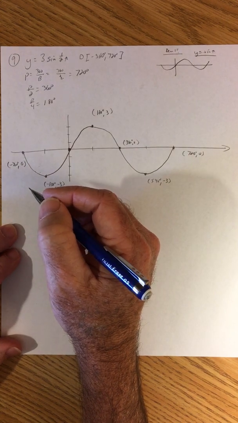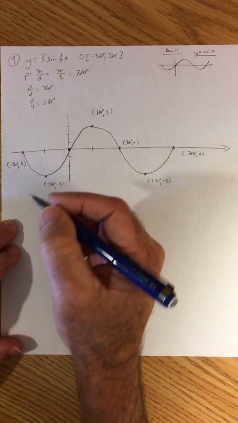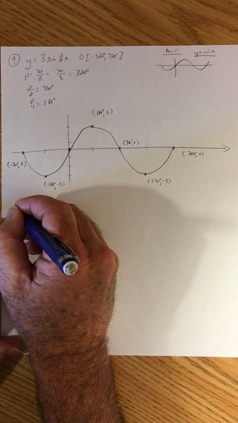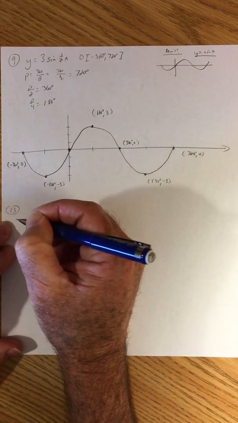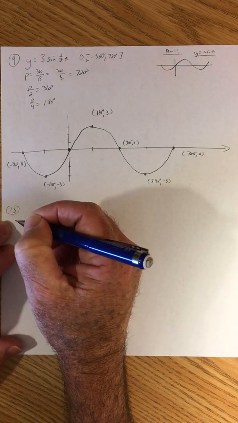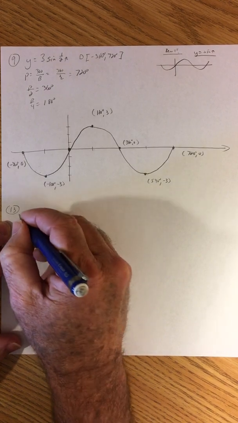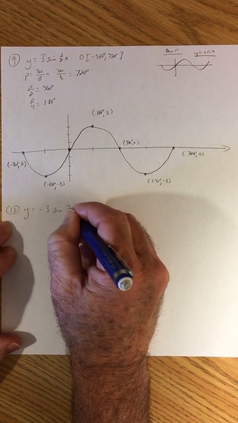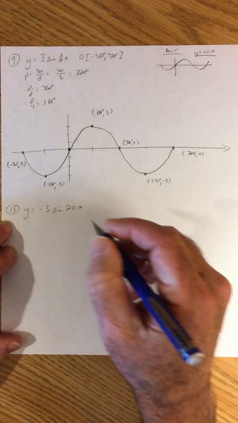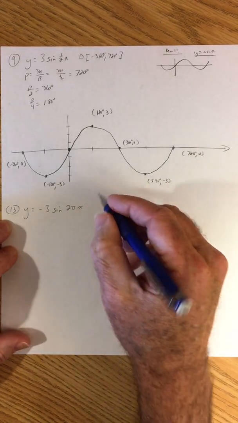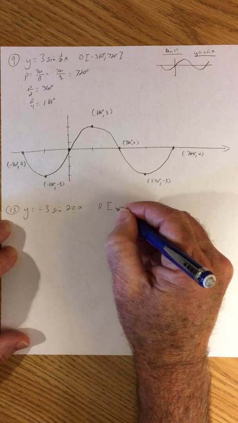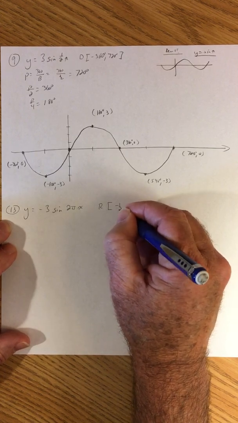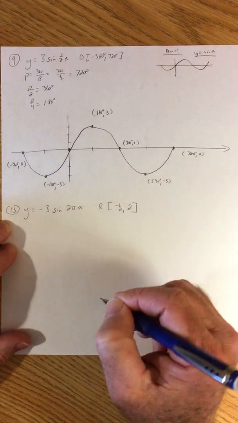Okay. Next problem, number 13. Okay, number 13 is a little bit different. Negative 3 sine 2 pi x. This is obviously a radian-based problem. Okay, the window here is negative 1/2 to 2.